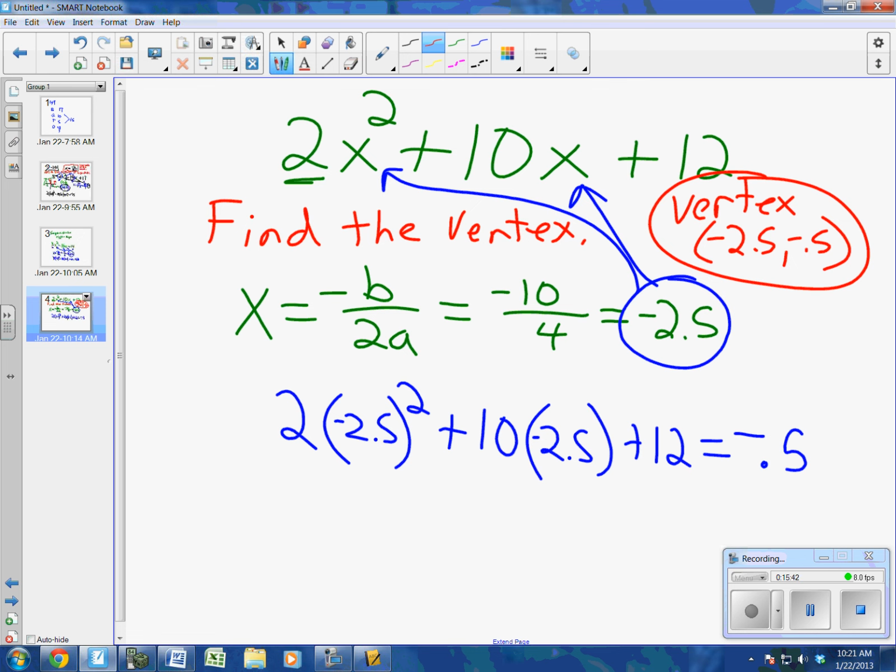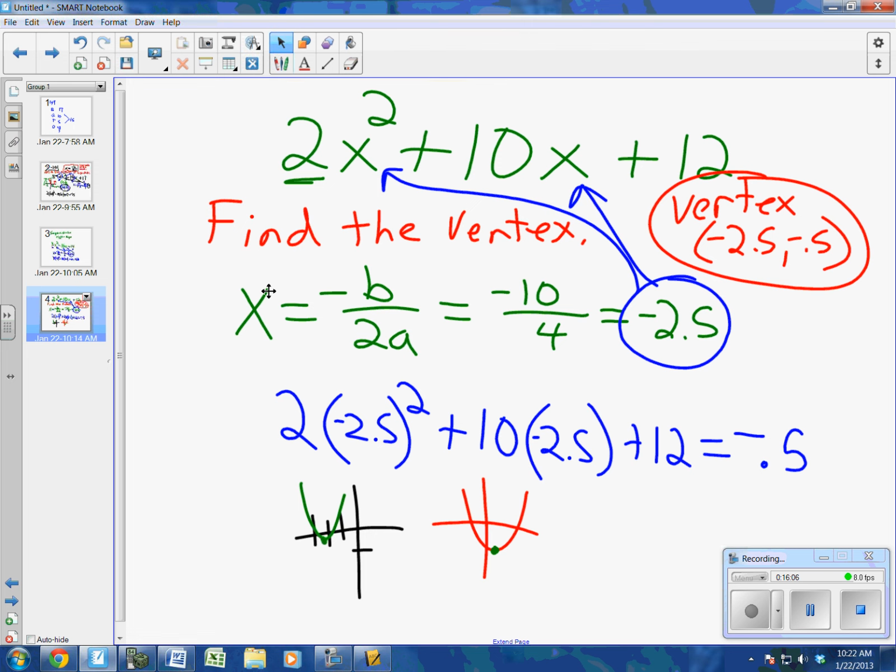To find the x and y coordinates, we got to know what it is. What is a vertex? It's the lowest or highest point in the graph. Okay? So on this problem right here, negative 2.5, 1, 2, 3, and 0.5, the vertex is going to be left 2, down half. So the vertex is going to be about right there. That's what it's going to look like. Got it?